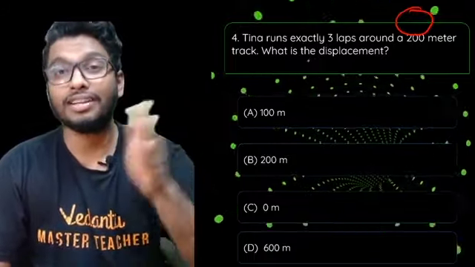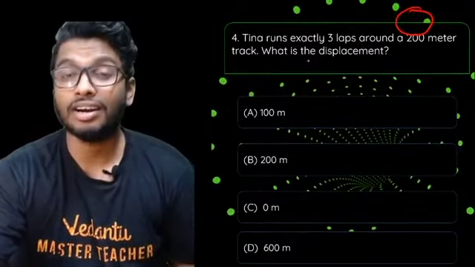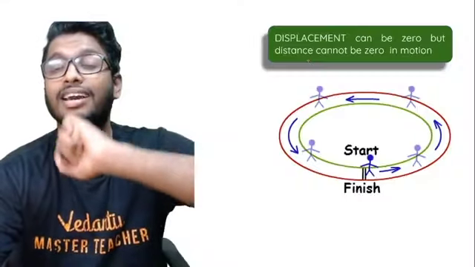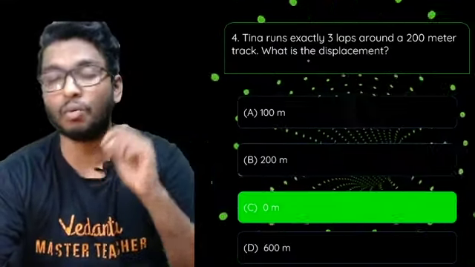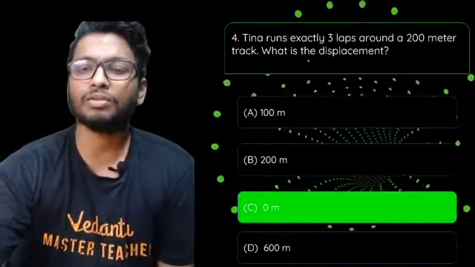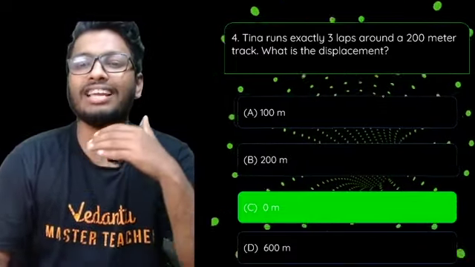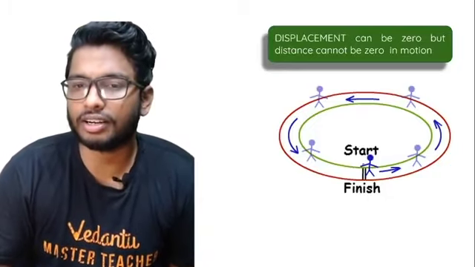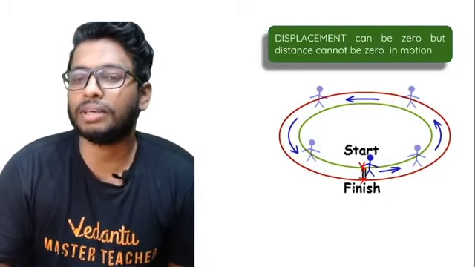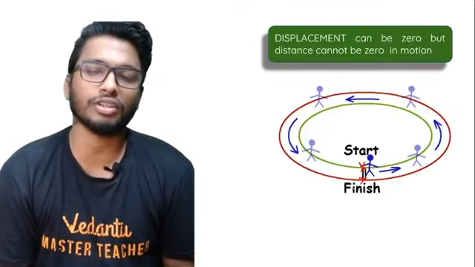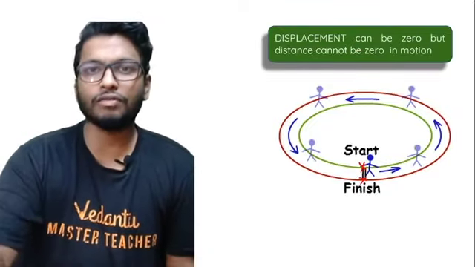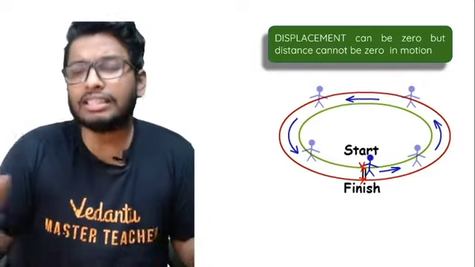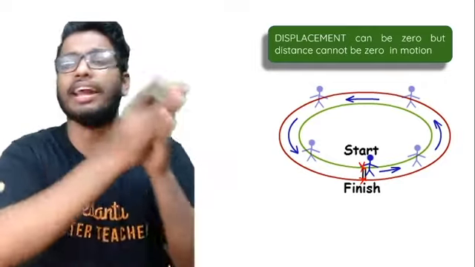Again, pause the video, check out the answer for yourself, try it, and let me know what the answer is in the comment section below. However, the answer to this question would be 0. Why would it be 0 in this case? Because when a person is moving in a circular path, the initial position and the final position are going to be the same. And because of that, if you use the formula final minus initial position, you will get 0. You start from the same point and end up at the same point.